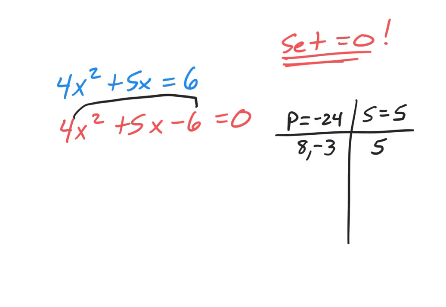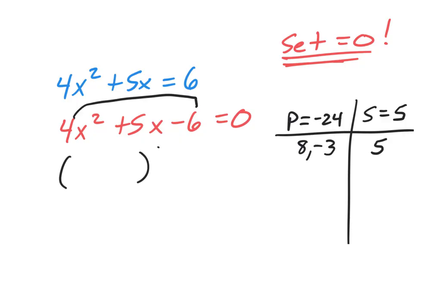And I like to use the chart. You don't necessarily have to use the chart, but you're just trying to get something that works. There's a lot of things that go into 24: 12 and 2, 6 and 4, 8 and 3, 1 and 24. You just have to keep going until you find something that works.